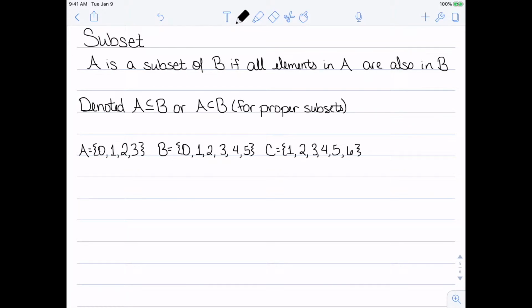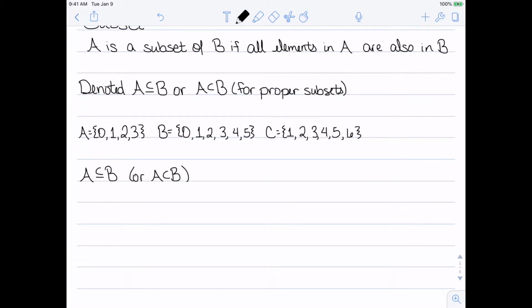So as some examples, here's three sets that I have. A is 0, 1, 2, 3, B is 0, 1, 2, 3, 4, and C is 1, 2, 3, 4, 5, 6. We can see that A is a subset of B. In fact, it's a proper subset since they're not equal, but the idea being that everything that's in A is also in B. We can also see that B is not a subset of C. In particular, B has the element 0, but 0 is not in C, so that would not be a subset.